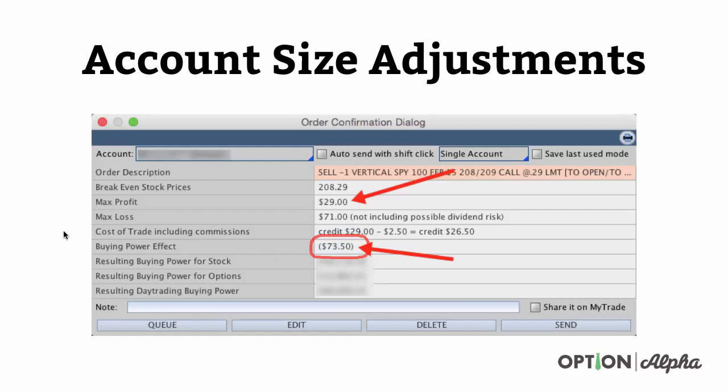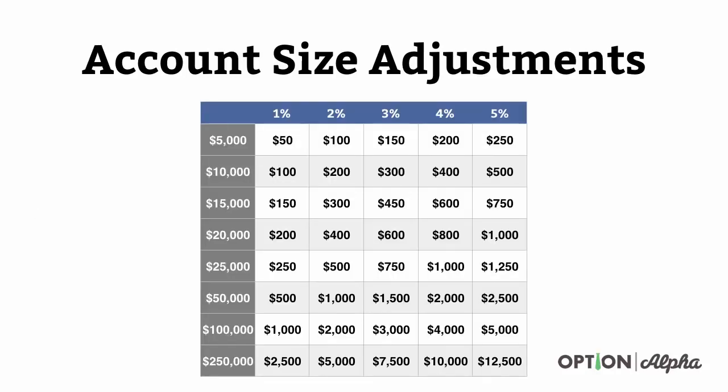So in this case, our max buying power effect or max margin is $73.50, and if I'm trading in an account that only has $5,000, then that $73 is going to be higher than a 1% allocation. So if I'm going to target 1%, I may in that instance need to allocate a little bit more money, maybe 2% per trade.